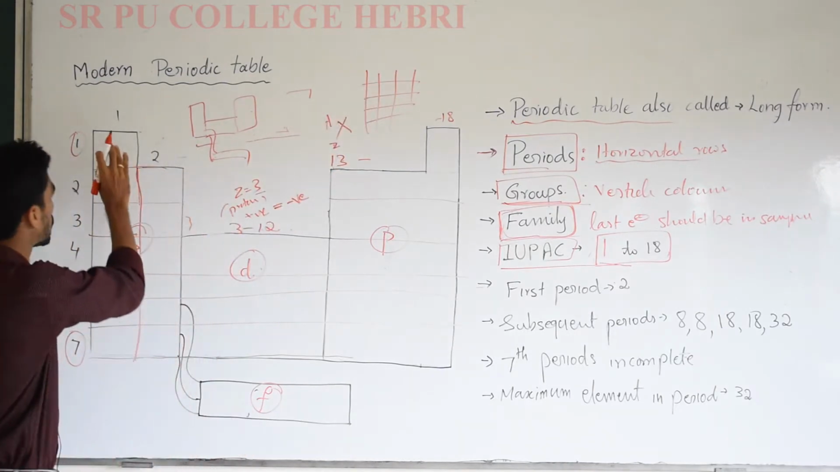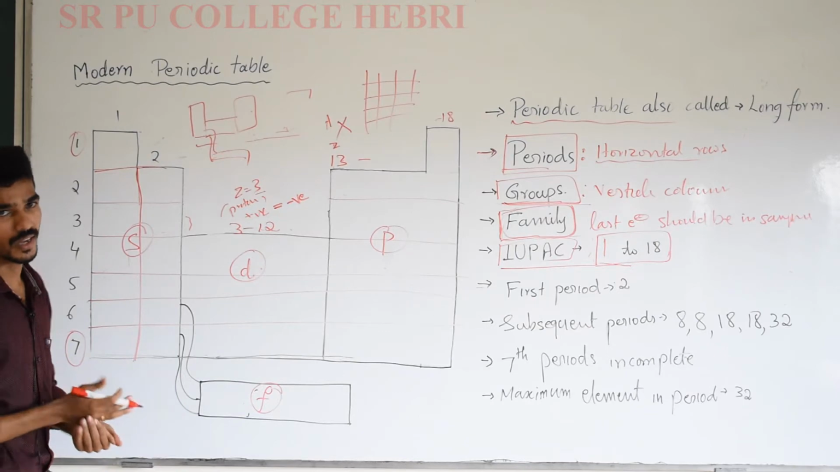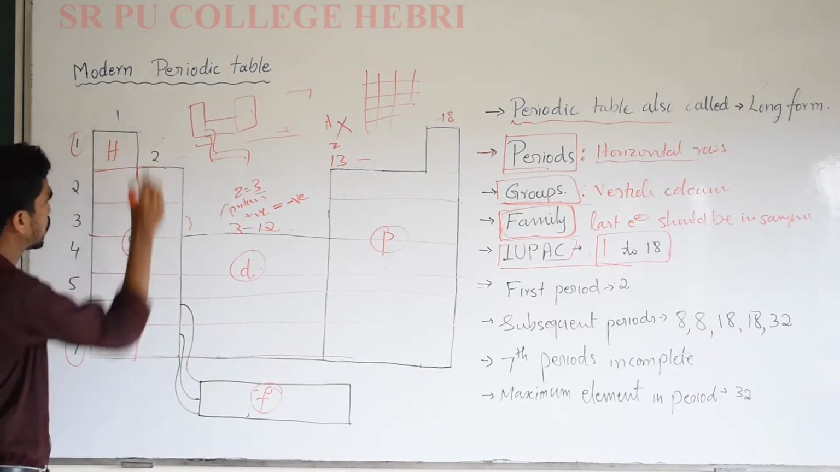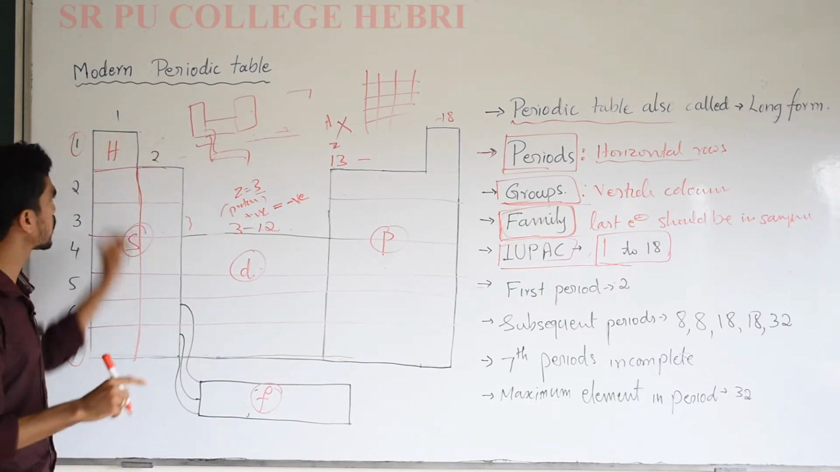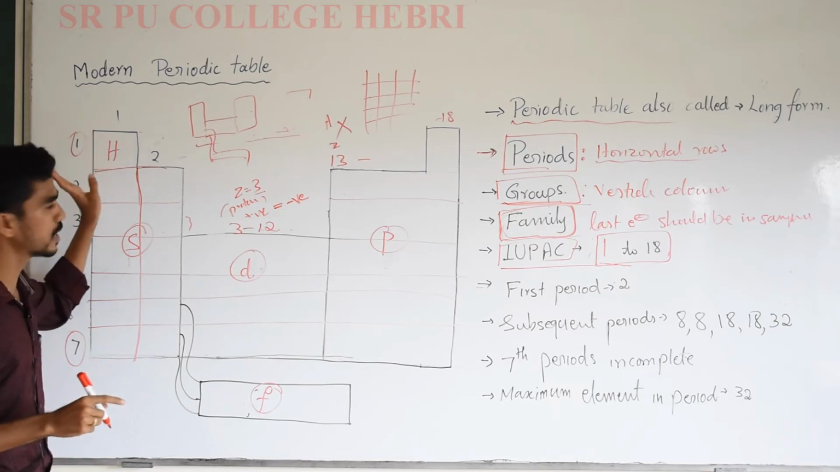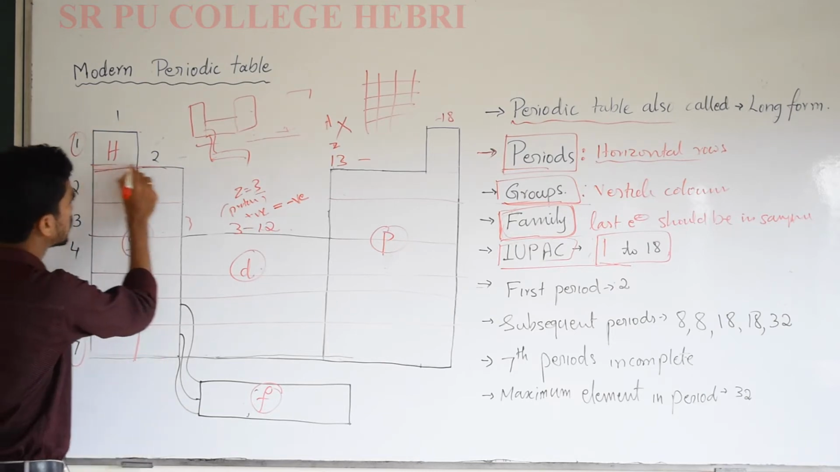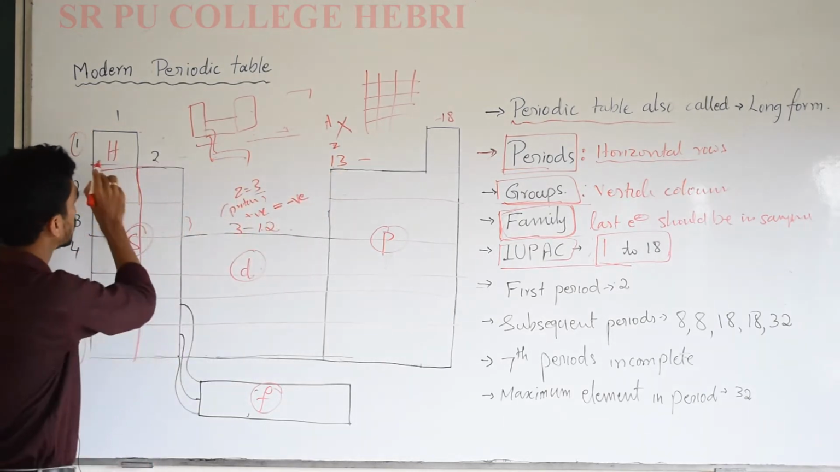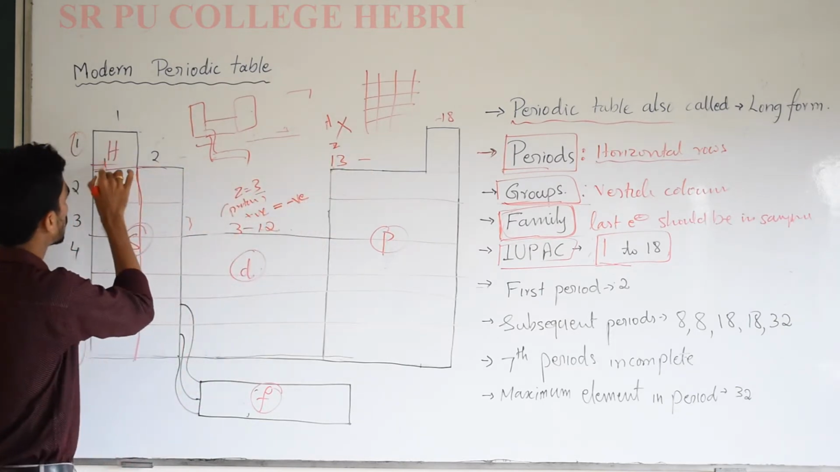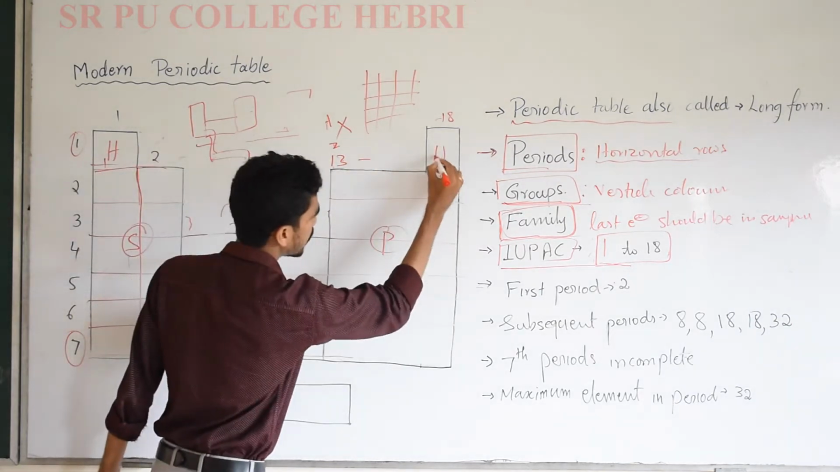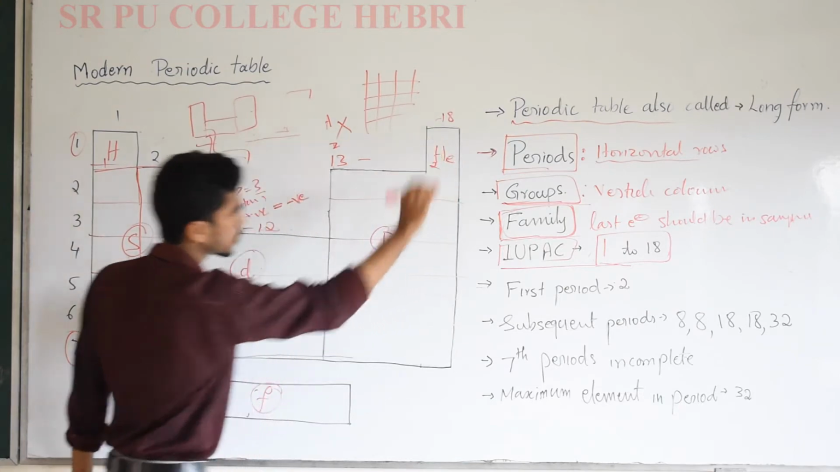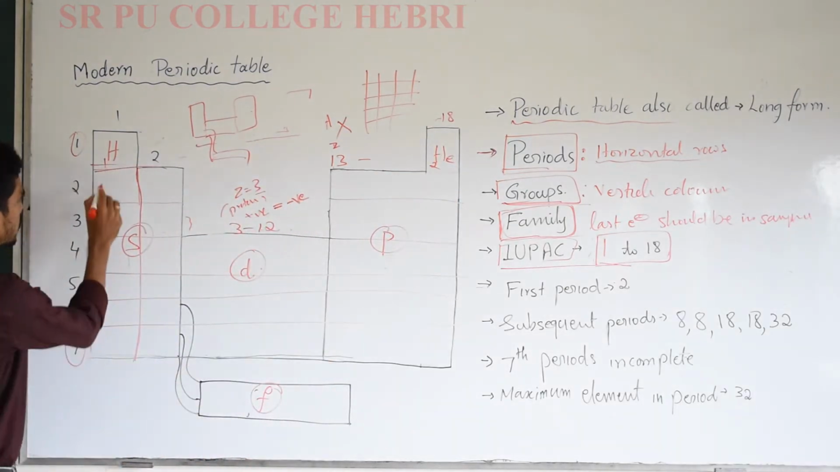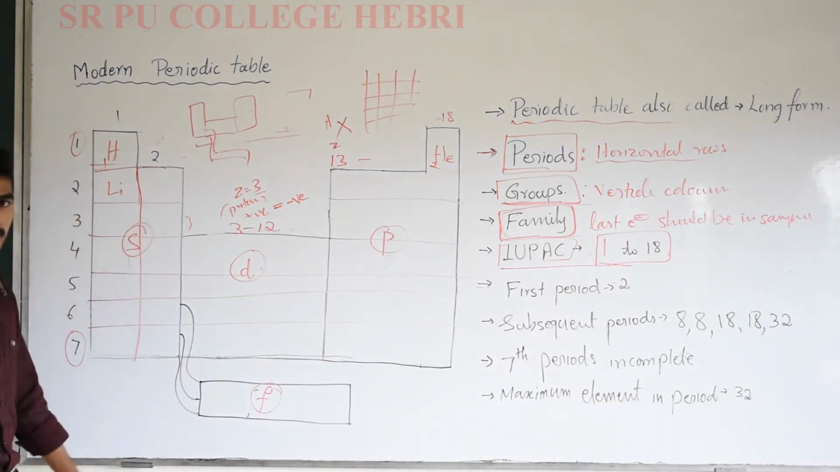Here also these boxes will be filled with elements, and here hydrogen is the first element in the periodic table. This is the order, so it is increasing order. Here hydrogen 1, next helium will come, that is 2. Hydrogen, helium, then lithium will come, here lithium, beryllium.